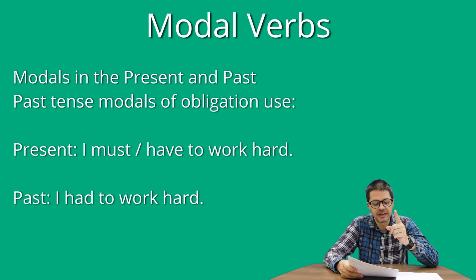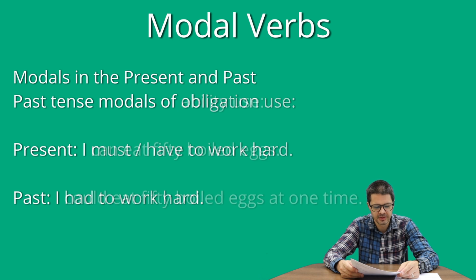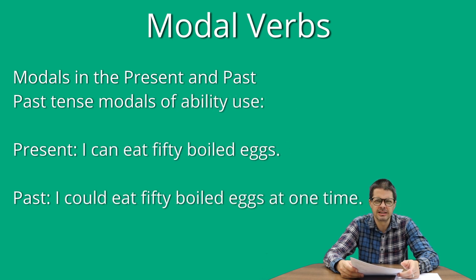Now, modals that express obligation, ability, and lack of necessity, we actually do use the past form of the modal. So for example, for obligation, I have to work hard is the present tense. But in the past, we would say, I had to work hard. For ability, in the present, I can eat 50 boiled eggs at one time. In the past, I could eat 50 boiled eggs at one time.